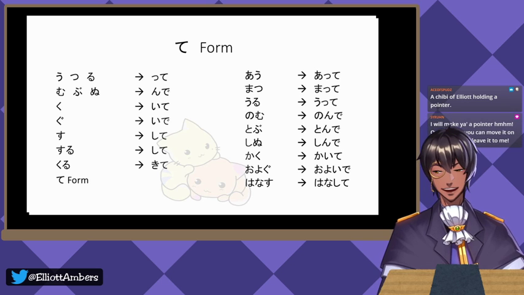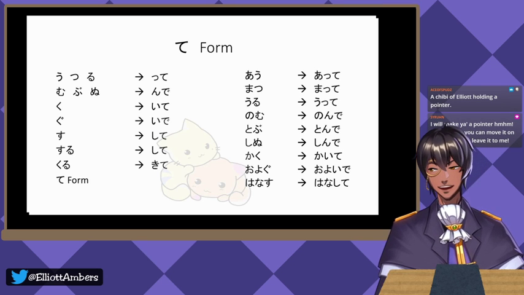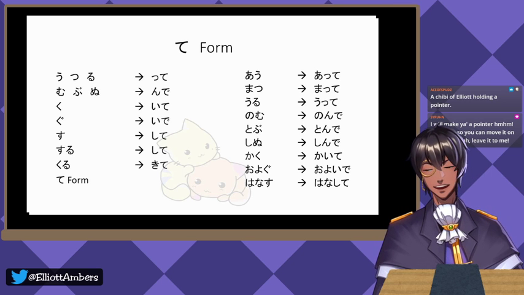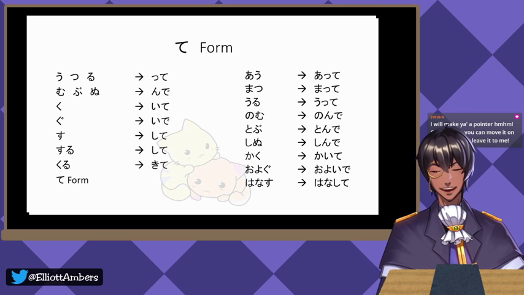Yeah, that would be really cute. Yes, oh, so I can move it in OBS, that would be really cool. Yeah, that would be awesome. Thank you for that, for offering.